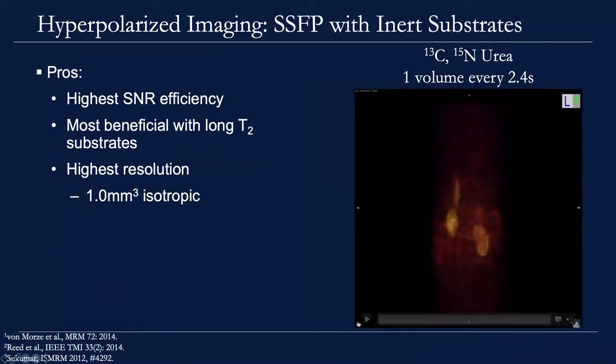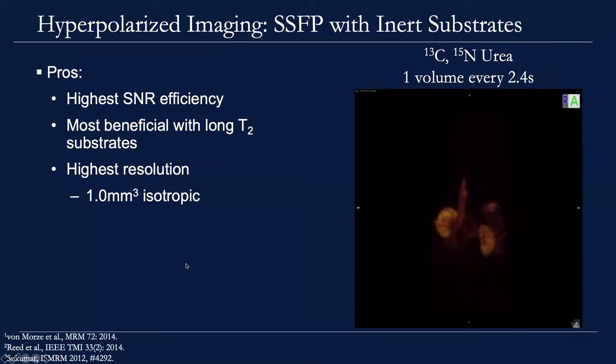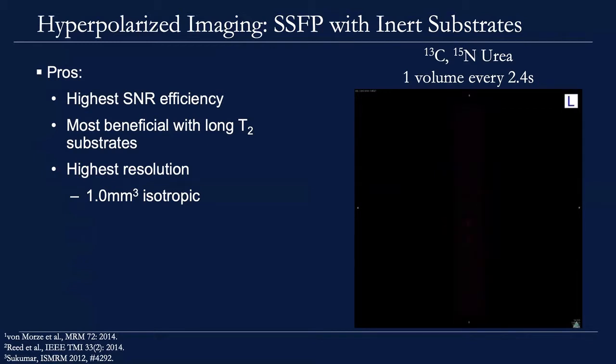And so the benefits for these SSFP type approaches is you have really high SNR efficiency because you're recycling that magnetization. And it's most beneficial for compounds with long T2 times, and lets you get the highest spatial resolution. So this idea of 1 millimeter isotropic wouldn't really be tenable or obtainable with other EPI or spiral approaches in the current paradigm. But like any good imaging approach, there are downsides to everything.